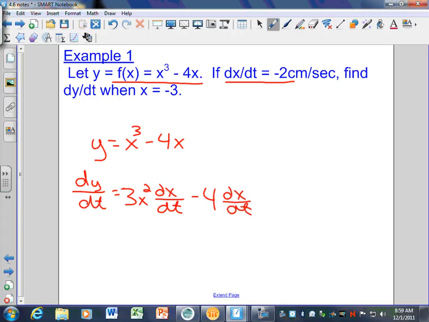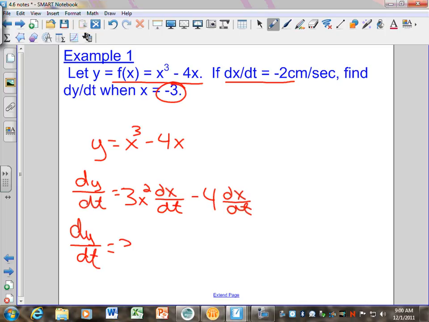If I want to solve for this, I know what x is. I can plug that in for x. And I know what dx over dt is. I can plug that in for dx over dt. And your answer will be dy over dt. Does that make sense what I'm saying there? So x is negative 3, and dx over dt, or the rate of change of x, is negative 2, minus 4 times negative 2.